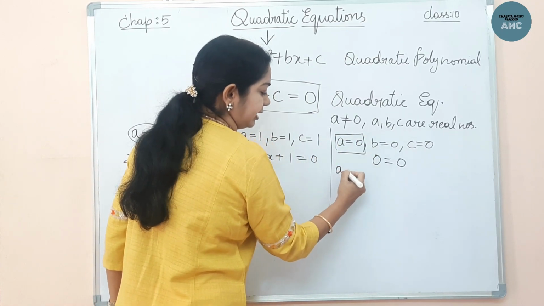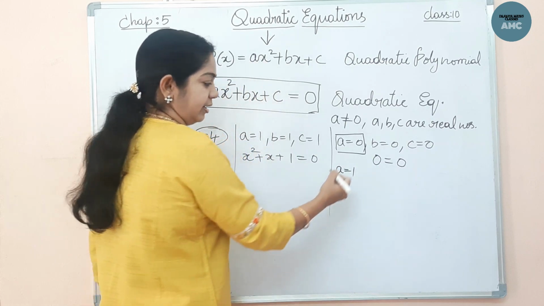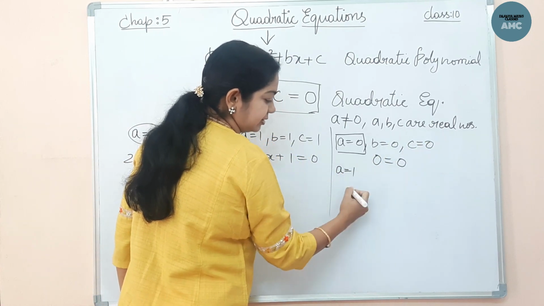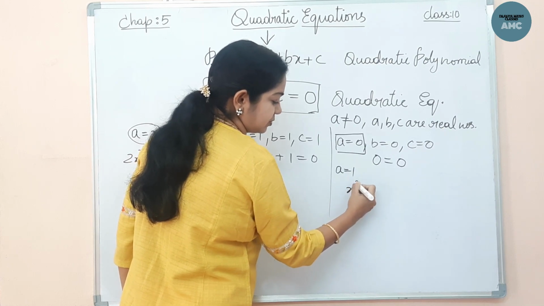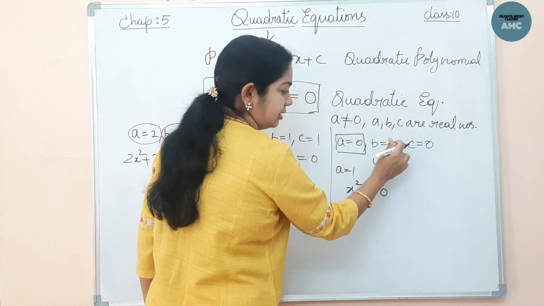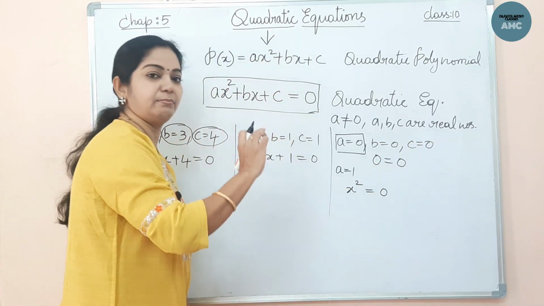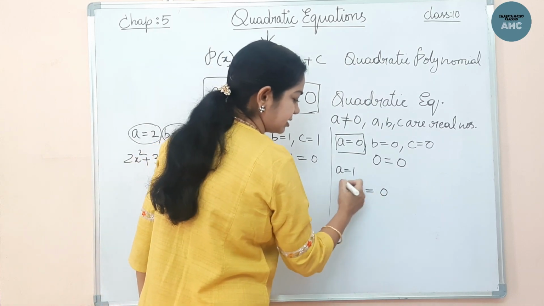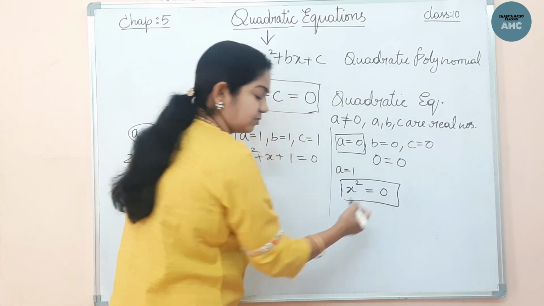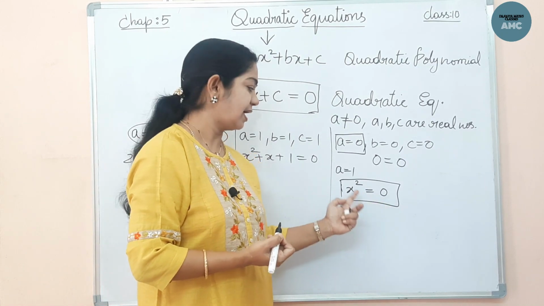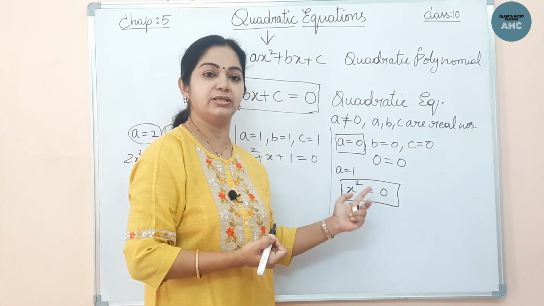Let me take a as 1, b as 0, c as 0. So, now let's write the quadratic equation: x square plus 0x plus 0 equal to 0. Okay, b and c are 0, so x square is 0. Is it a quadratic equation? Yes, truly it's a quadratic equation because the degree of the polynomial is 2.